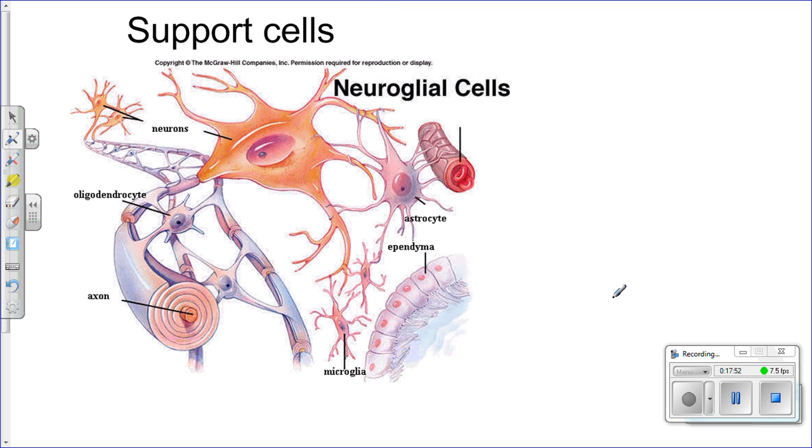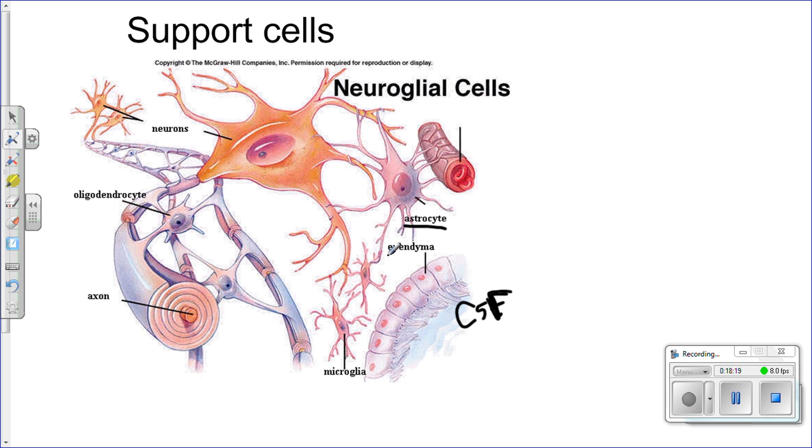The last piece is the support cells that will be on your test. So you obviously have the neuron, the main worker, but then the neuroglial cells are the support cells. So you have the astrocytes, which are going to help form the blood-brain barrier, the ependymal cells, which help make the fluids that make up your cerebrospinal fluid, or CSF, to help bathe your neurons in the proper fluids. We don't want the blood to intermingle with that fluid. That's very bad for you.